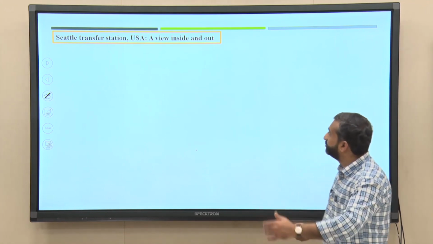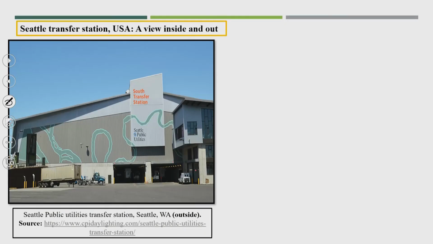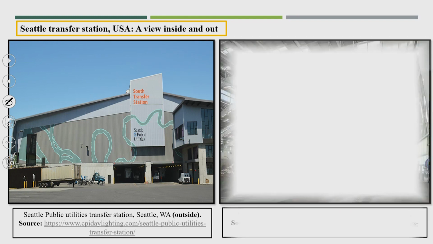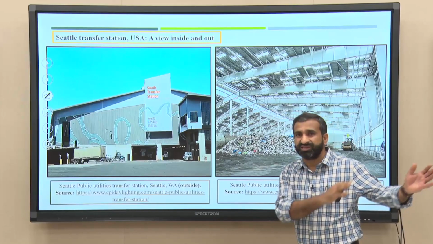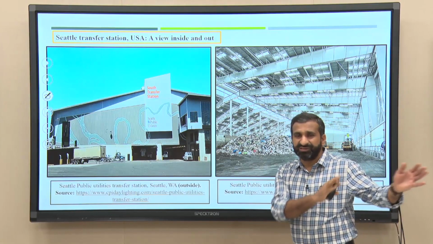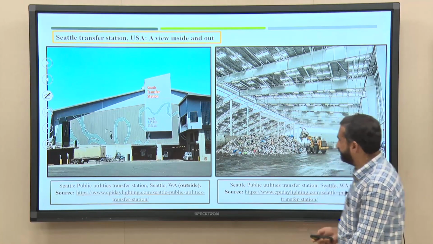So, how does it look? You see here, outside in Seattle, one of the cities of the US, this is the outside view and this is the inside view. See here, the waste is temporarily disposed of from the smaller vehicle, and from here the larger vehicle will collect the waste and transport it to the disposal site or recycling facilities.